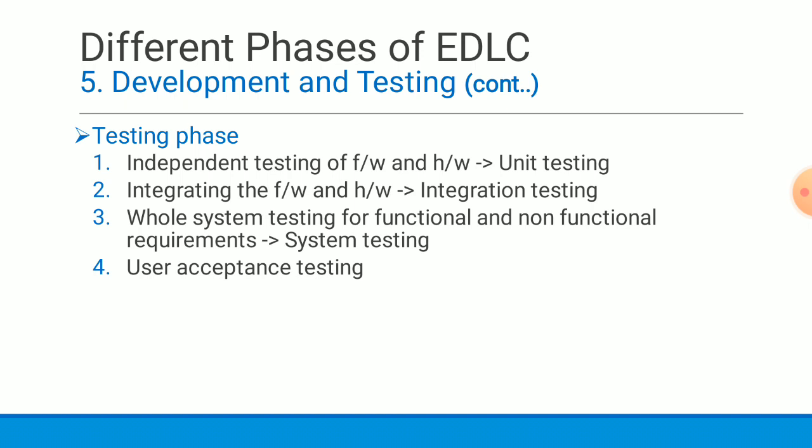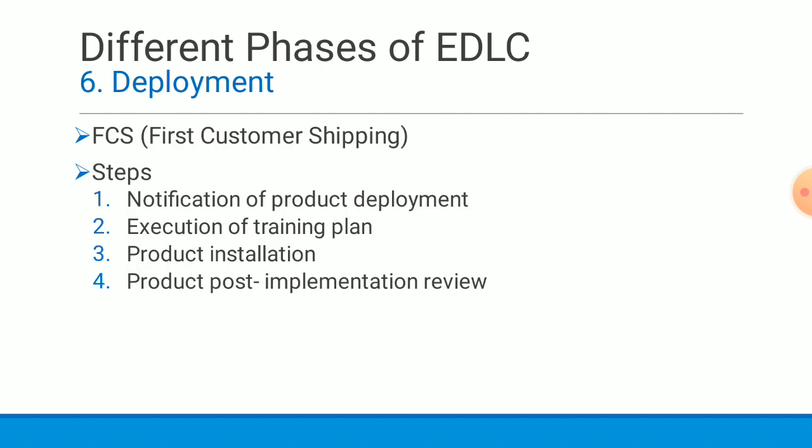Then the sixth phase is deployment. Deployment is the process of launching the first fully functional model of the product in the market. So we are going to deploy the product into the market, or we can say that we are handing over the fully functional product to the end user or client. So it's also known as first customer shipping. We are shipping the product to the customer.